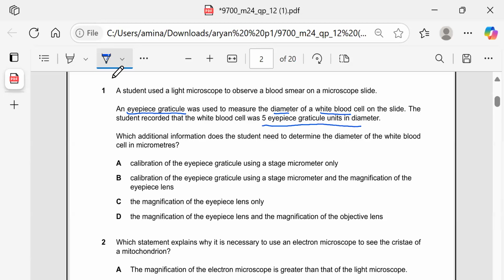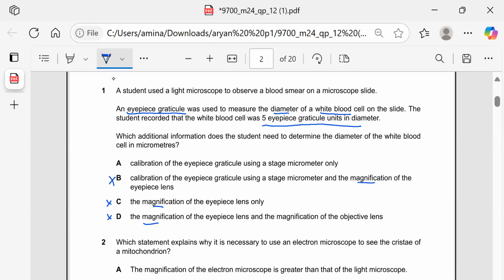So what I see over here in B, C, and D, I find the word magnification. And when I am finding the actual diameter of the white blood cell, we do not need to know the magnification. So over here, these 3 will definitely be wrong. A is the correct one.